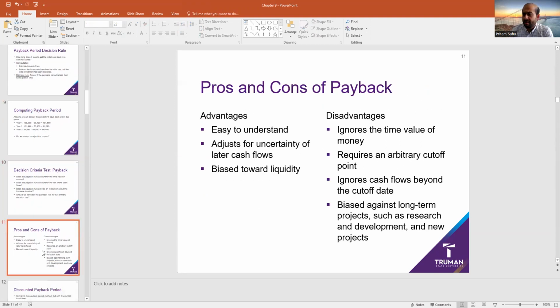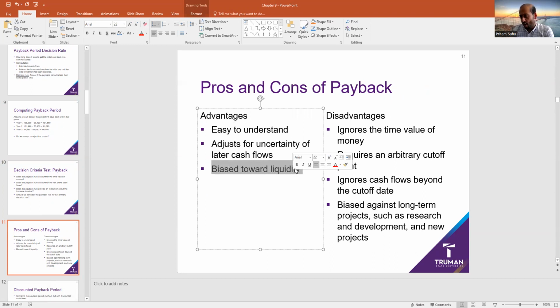Pros and cons, we already talked about it. Easy to understand. Adjust for uncertainty of later cash flows, so basically it talks about the raw values of later cash flows. Bias toward liquidity, in a way. It tells us how long you need to get your investment back. So the lower the number, the better the liquidity because you are getting money back early. The higher the number, not good liquidity because you will be repaid later. So this is some advantage.